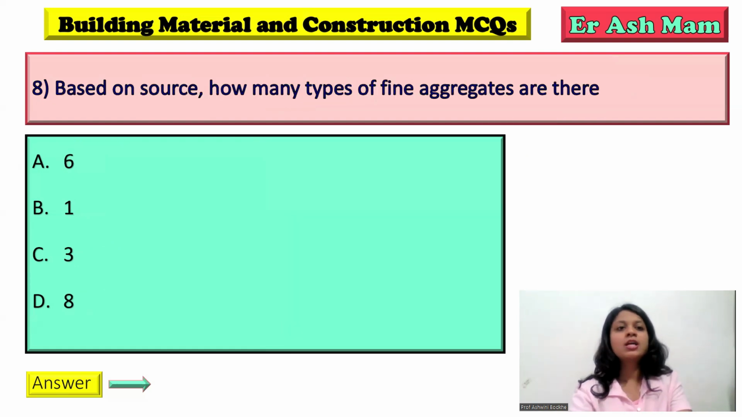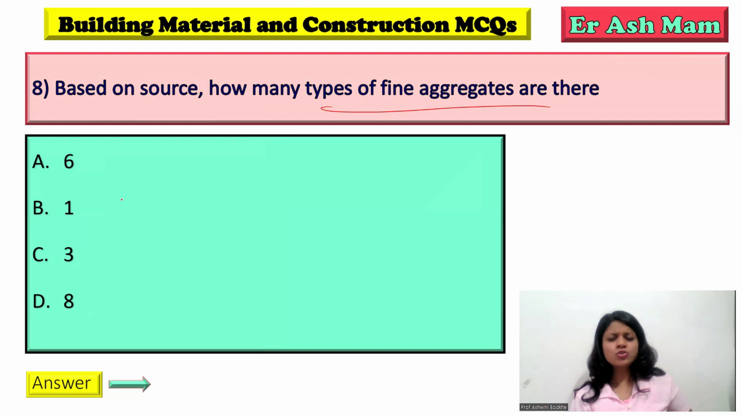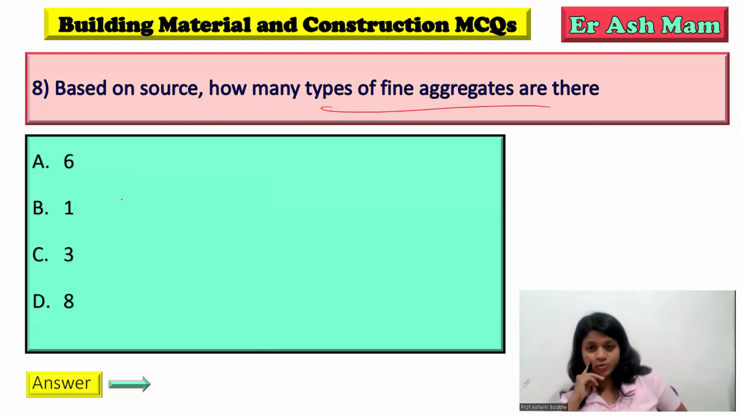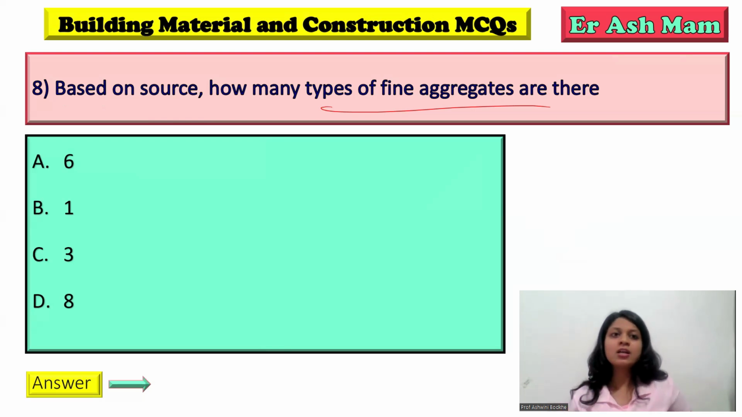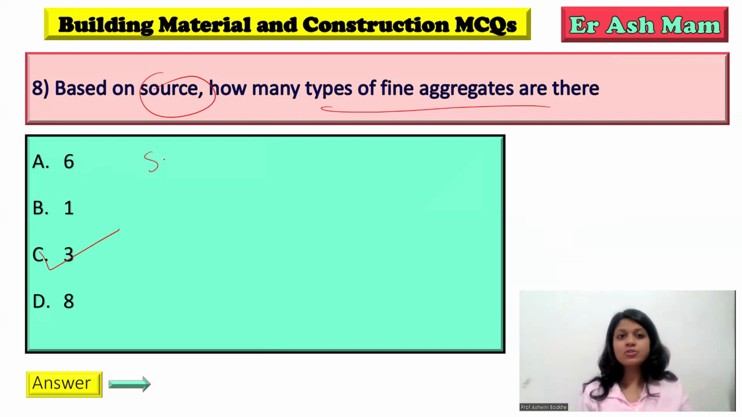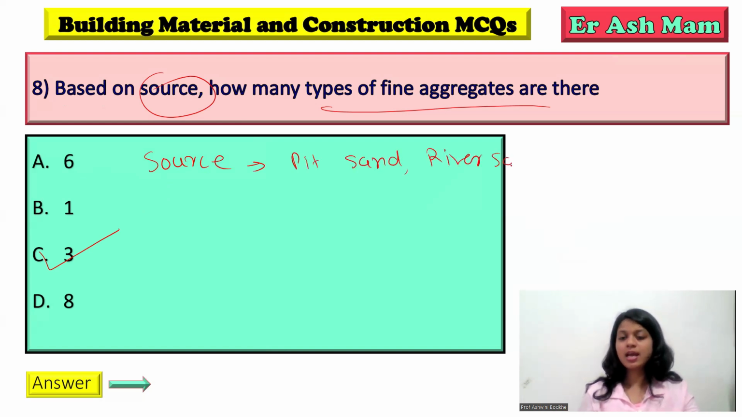Next is, based on source, how many types of aggregates are there? We know that there are 3 types of aggregate according to shape. But here the question is based on source. Again, based on source, there are three types of aggregate. The answer is C, 3. Based on source: pit sand, river sand, and sea sand.